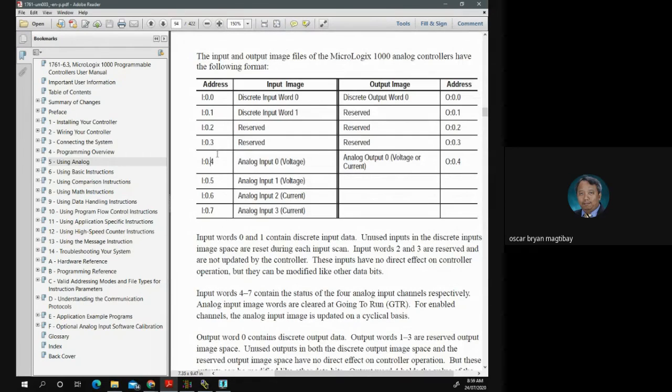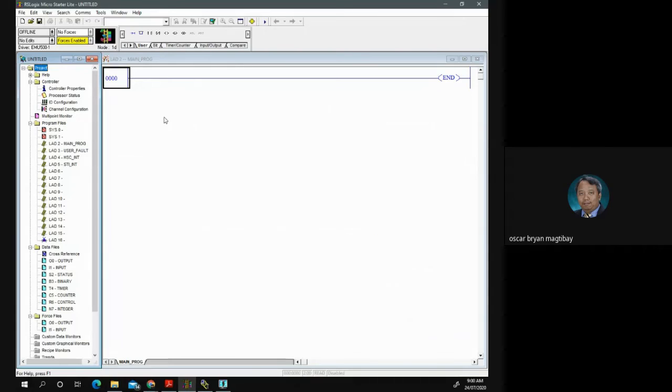When we talk about programming, we always start in our PLC with the use of the analog input. So we start at I:0.4. So here we are now in our programming on the Allen Bradley Micrologix 1000.